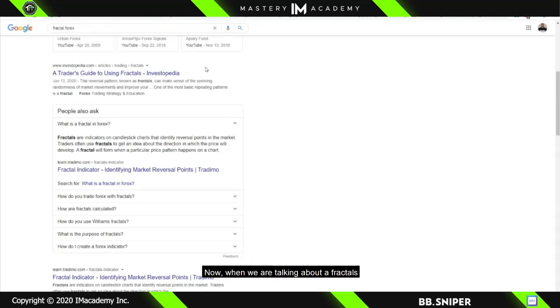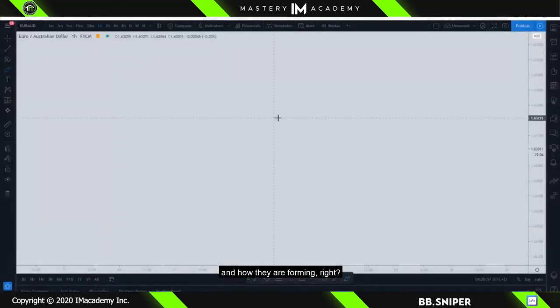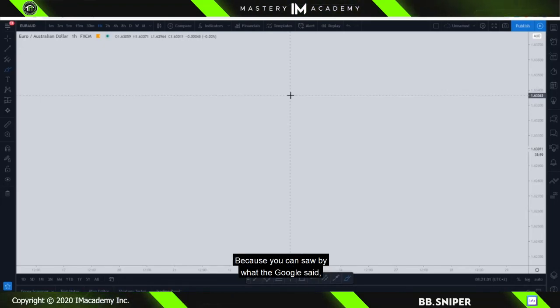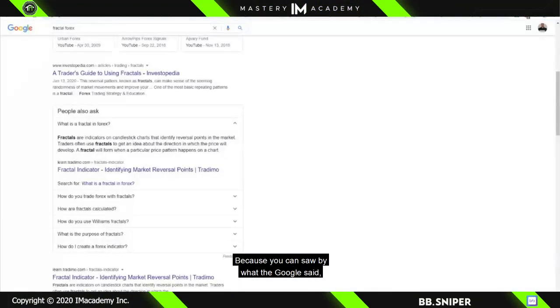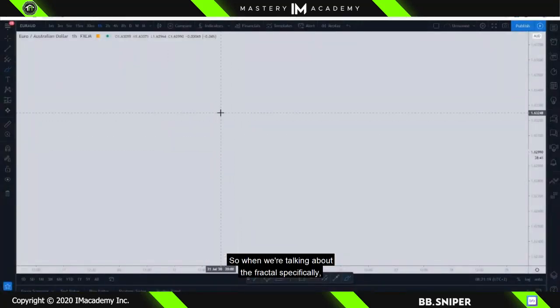Now, when we are talking about how fractals form, fractals are highs and lows. As you can see from what Google said, it gives an idea about the direction in which price will develop, and the reversal points. We already know that the reversal points for us are lows and highs. So when we're talking about the fractal specifically in forex, in the textbook you're going to find the idea of the 5 candlestick pattern.